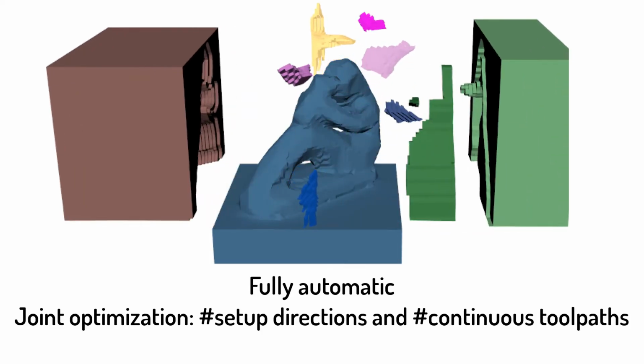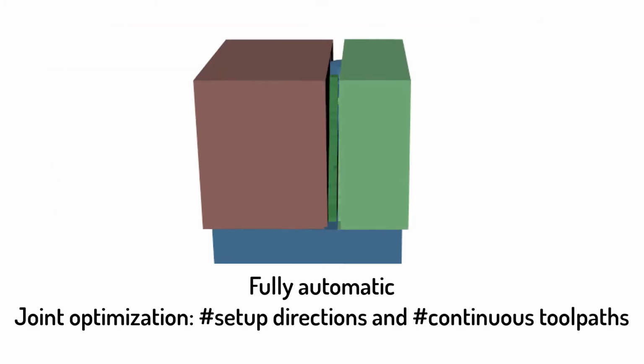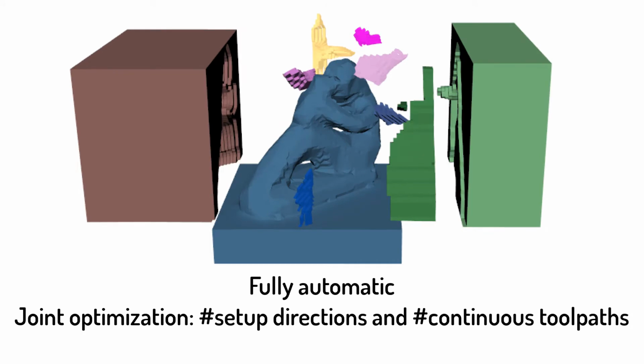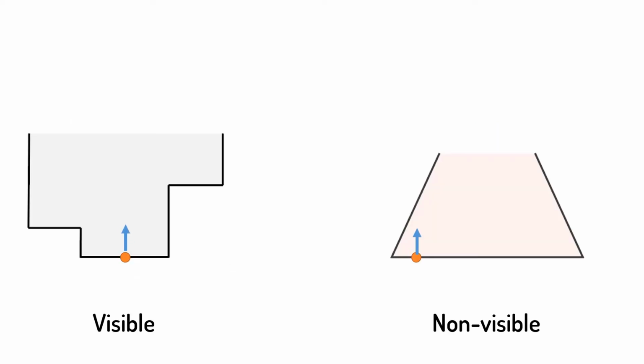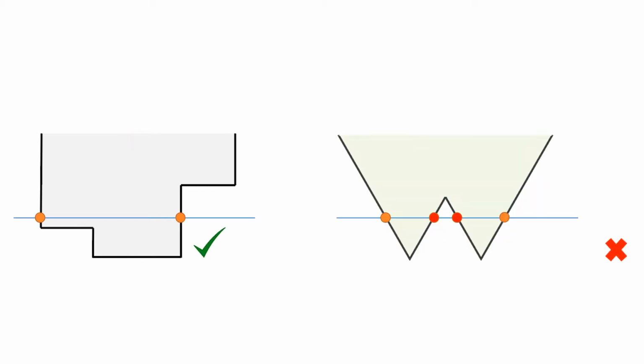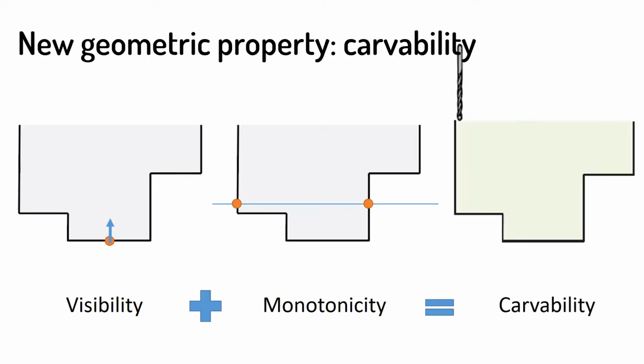In this paper, we introduce a fully automatic method which jointly optimizes the number of setup directions and the number of continuous carving paths to traverse the entire residual volume. A volumetric part is carvable if it can be fully traversed by the CNC cutter along a single continuous path. Geometrically, carvability combines visibility and monotonicity. It presents a new geometric property of shapes which had not been studied before.